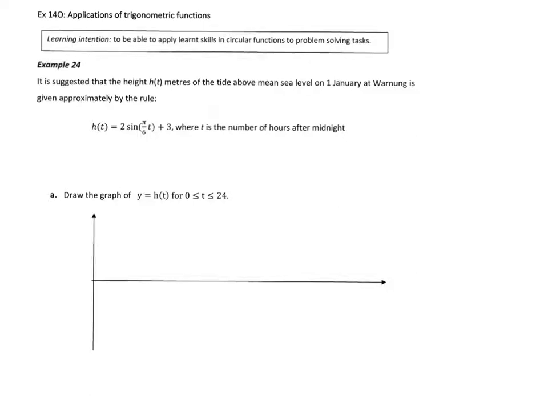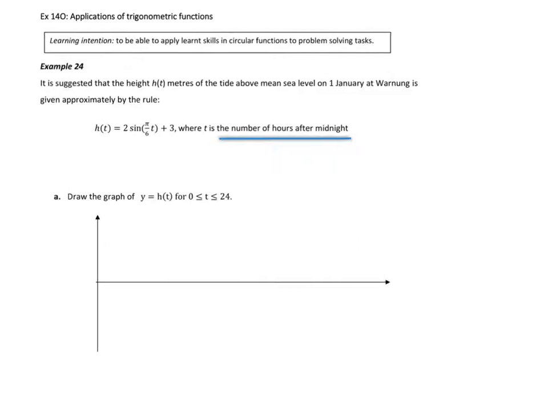It is suggested that the height in metres of the tide above the mean sea level on the 1st of January at Warmung is given approximately by the following rule. So h(t) is equal to 2 sin(πt/6) plus 3, where t is the number of hours after midnight. So these things are really important in worded questions because it'll make sure that we actually answer our question correctly.